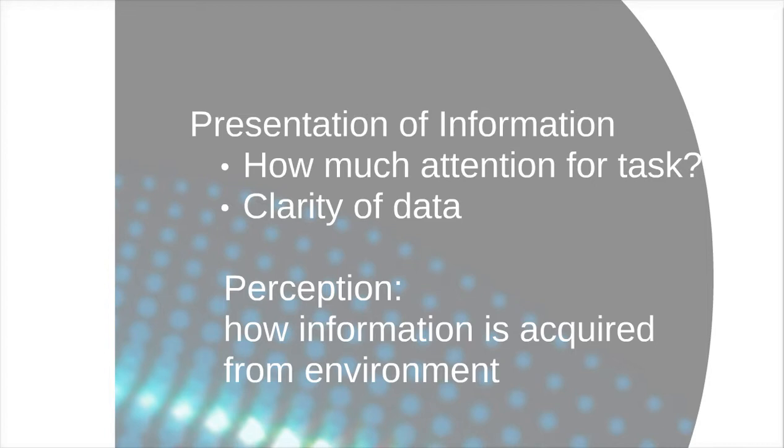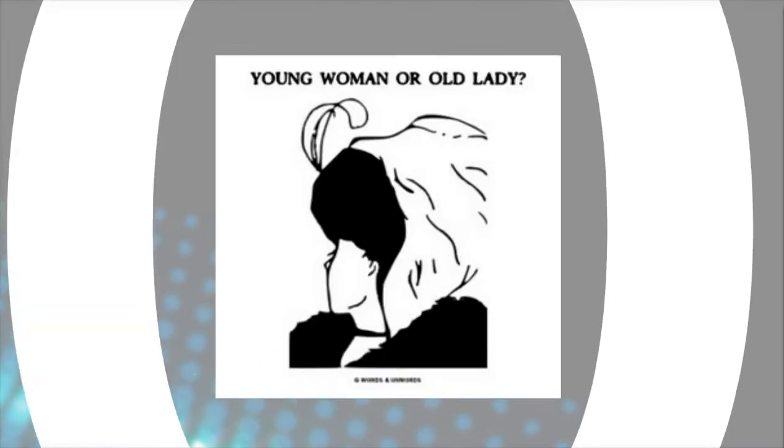What is the presentation of information level? How much attention for a task do you have to have? Is the data clearly presented? Is it being perceived? How much information is acquired from the environment? That's always a difficult one to think about. Environments are rich with what? Distractions. Remember, you were supposed to be paying attention to me, and you guys were already wandering off when I took a breath. Where'd you go? You're supposed to be here.